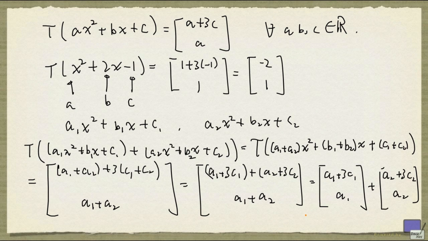And the first term, of course, is T of v1, where v1 denotes the first quadratic. And the second is T of v2, where v2 denotes the second quadratic. So the first property is satisfied.